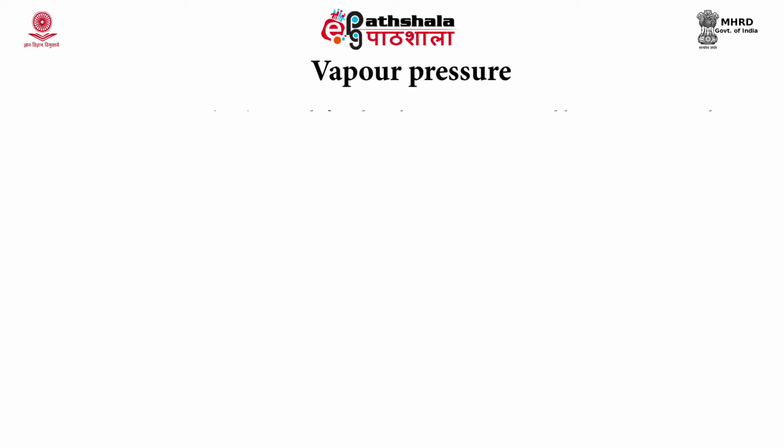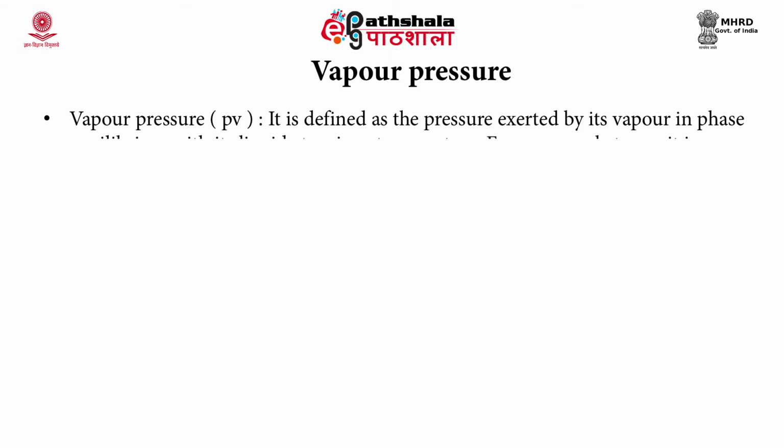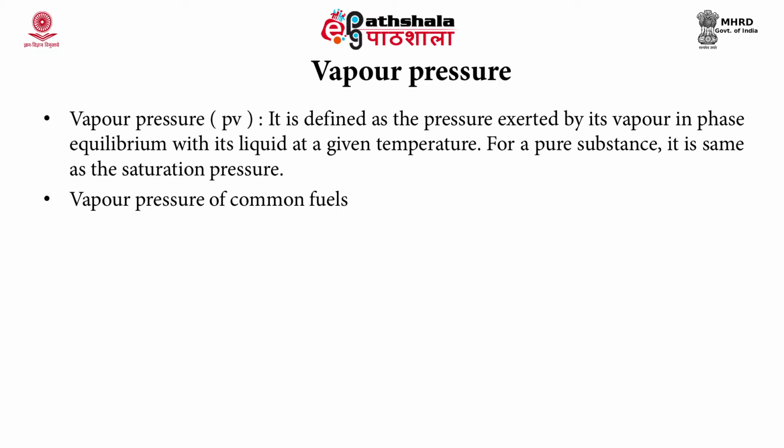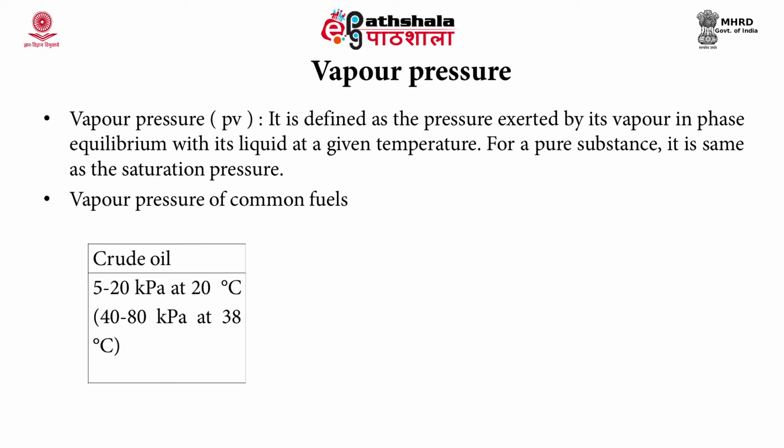Vapor pressure is defined as the pressure exerted by its vapor in phase equilibrium with its liquid at a given temperature. Normally, saturation pressure is the same as vapor pressure for any pure substance. The vapor pressure for crude oil is in the range of 5 to 20 kilopascal at 20 degrees Celsius. Vapors are normally heavier than air, two or three times heavier.